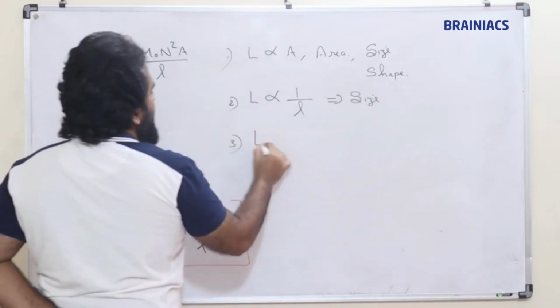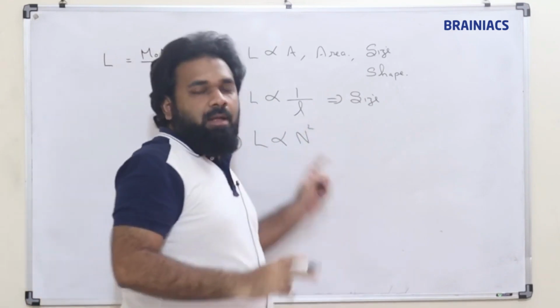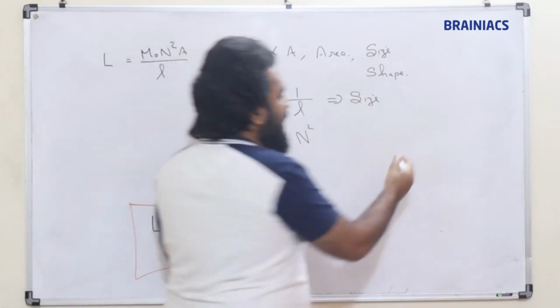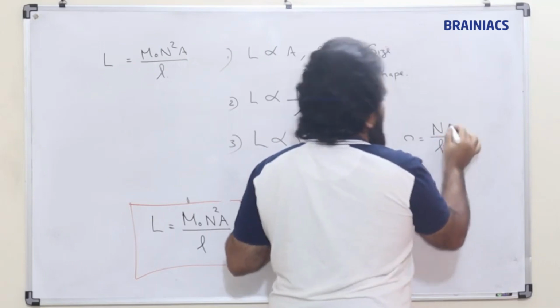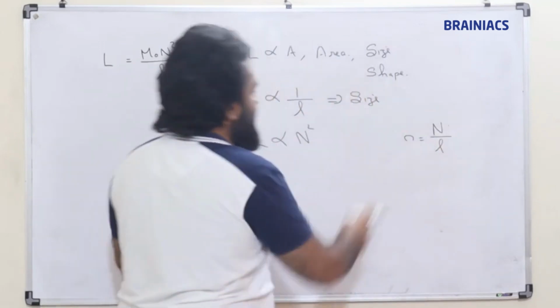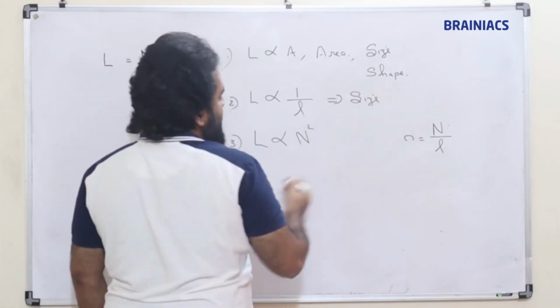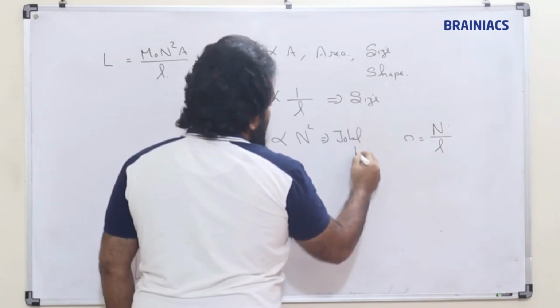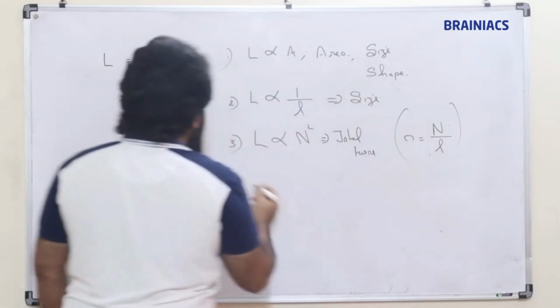Third point, L is directly proportional to N square. Note that the small n has a difference. Small n is N by l, the total number of turns divided by length, that is, the number of turns per unit length. This capital N is the total number of turns. So this you must remember.